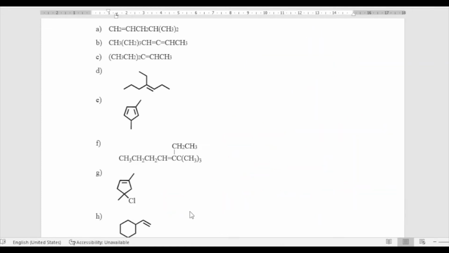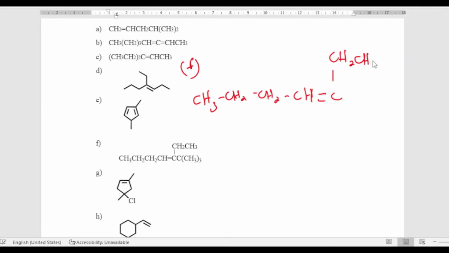Okay, next question will be 1F. I draw it back here. You draw the expanded structure: CH3, CH2, CH2, CH, double bond C, CH2, CH3, and then we have here C, CH3, CH3, CH3.